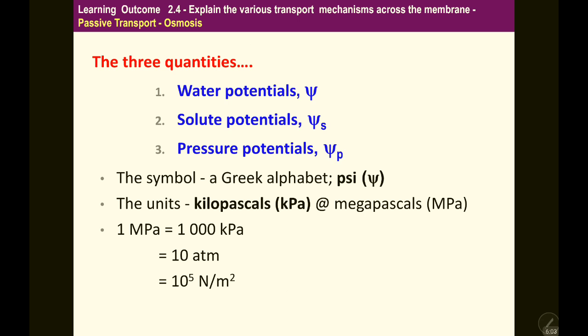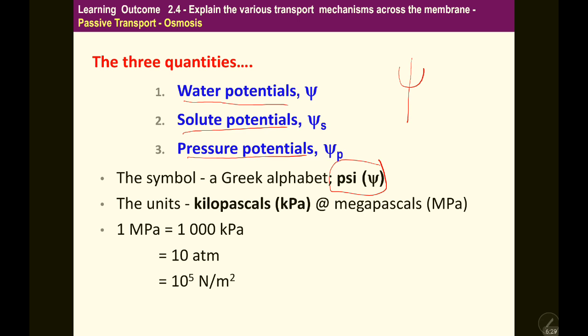So there are three quantities in the concept of osmosis. First one, water potential, which is about the freedom of the water molecules to move, the kinetic energy of water, as we discussed. Second one is known as solute potential. Third one is known as pressure potential. The symbol is psi. This is how we write the psi.